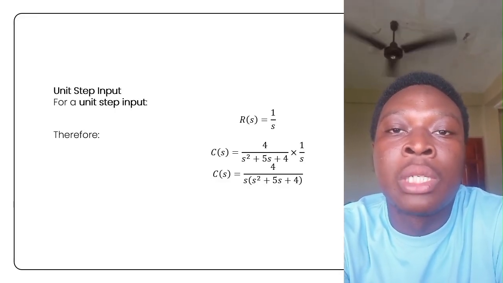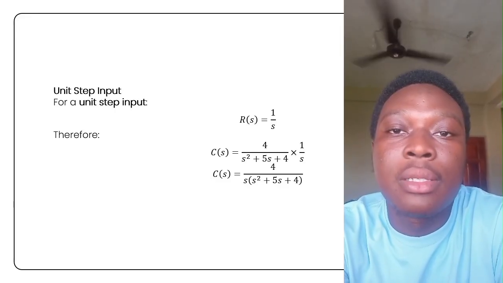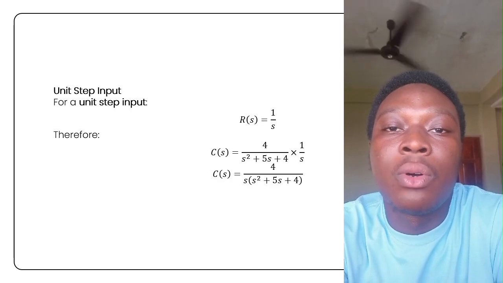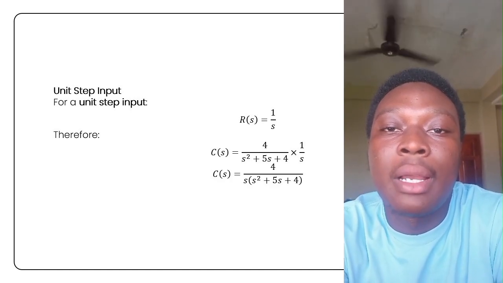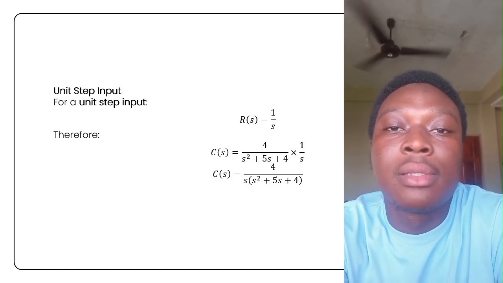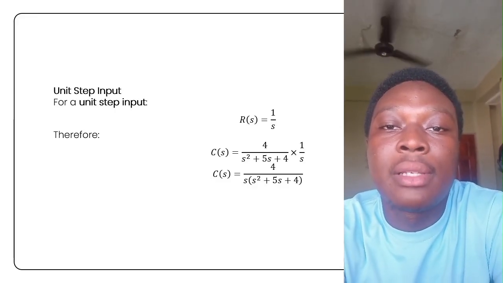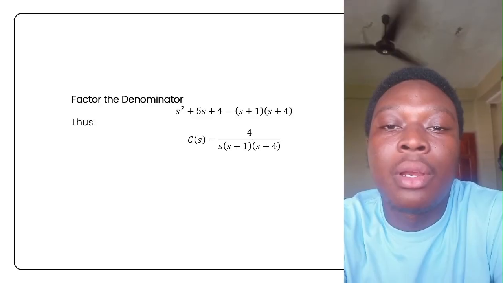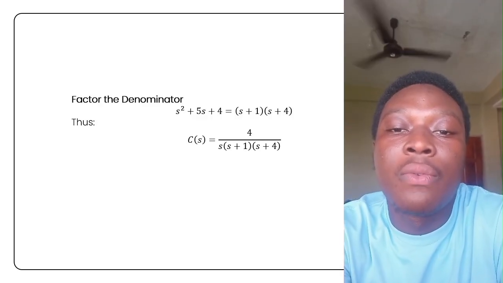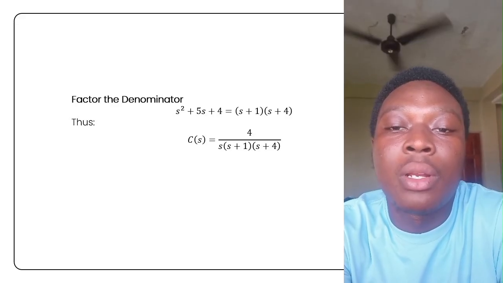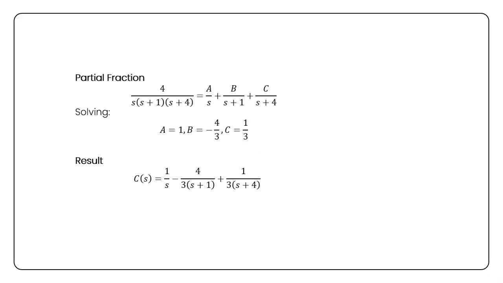So C(s) is equal to 4 over (s squared plus 5s plus 4) multiplied by R(s). Now R(s) was given to us as 1 over s. After you put 1 over s into the equation, you end up with 4 over s multiplying the expression in brackets, s squared plus 5s plus 4. Then you factorize the bracket in the denominator and end up with 4 over the product of s, (s plus 1) and (s plus 4).